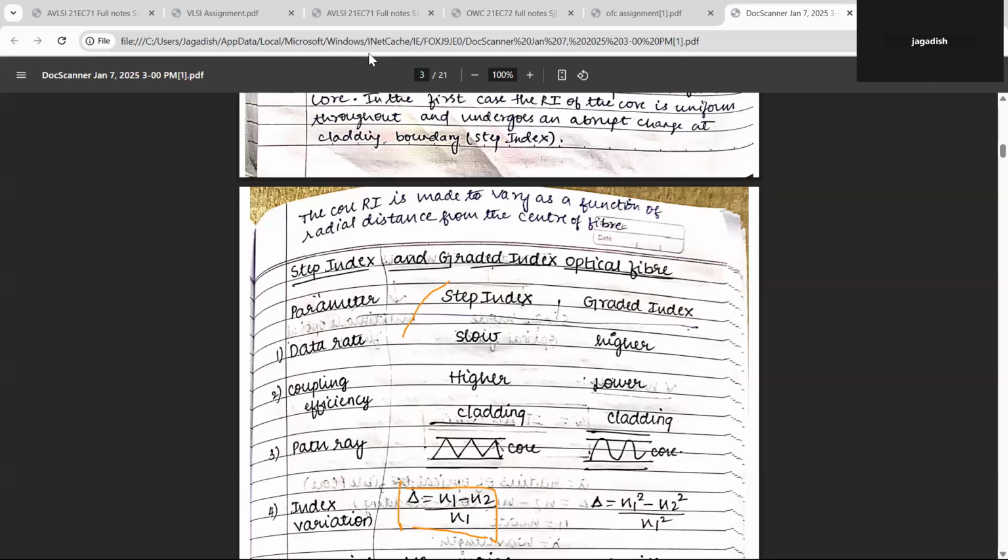So learn, okay. For step index fiber, if they mention step index fiber in the question, you have to use this formula, index variation: Delta is equal to N1 minus N2 divided by N1. If they give graded index fiber, Delta is equal to N1 square minus N2 square divided by N1 square. Write this formula, all the differences, you are supposed to remember. Formulas, everything. Step index, graded index, question problems they will be giving for 4 marks.